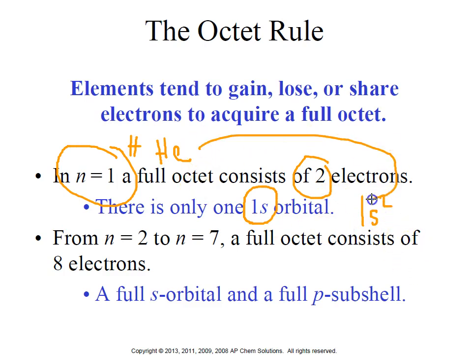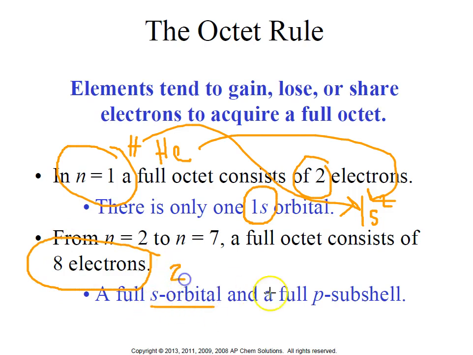So those elements are trying to fill up that 1s orbital to be 1s2. Now we know that helium already has that, so hydrogen is trying to get 1s2 by gaining 1 electron, or hydrogen could lose 1 electron to empty its outer shell. In rows 2 through 7, so the whole rest of the periodic table, their octet is going to consist of 8 electrons. So these elements are trying to get a full s orbital, which we know holds 2, and a full p subshell, which we know holds 6 electrons, because there are 3 orbitals in that subshell. Remember, each orbital holds 2 electrons.